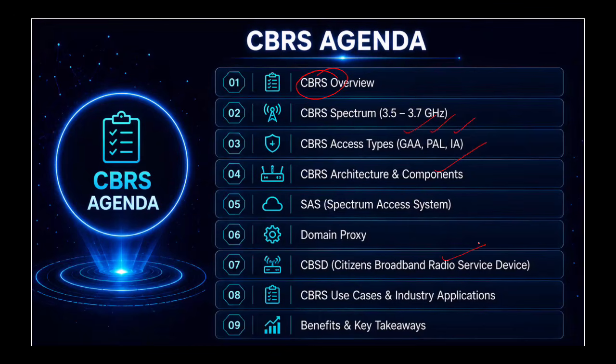And we'll also go through the SAS, which is the Spectrum Access System, the system that decides which CBRS frequencies a CBSD can use. Also, we'll go through domain proxy, ESC, all these things. And after that, we'll look at some real-world CBRS use cases and the industrial applications. So these are the 9 topics we'll try to cover in this particular session.